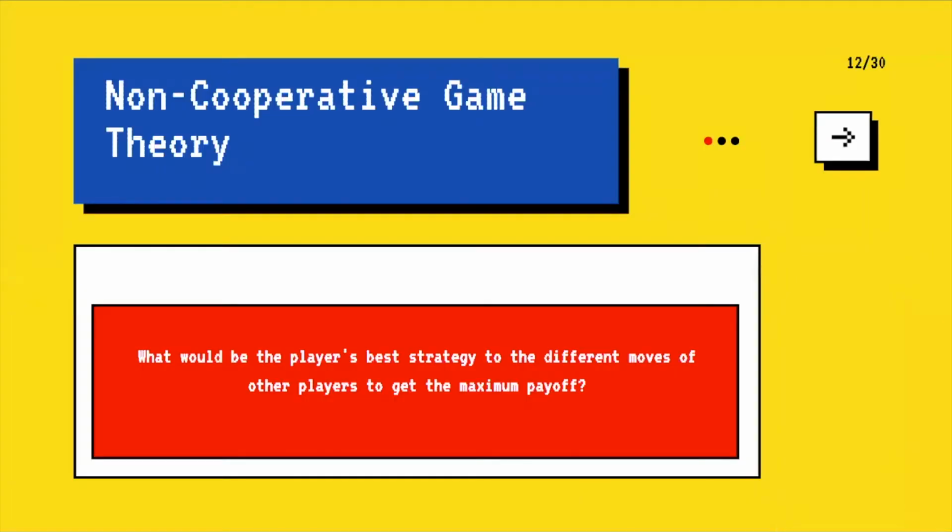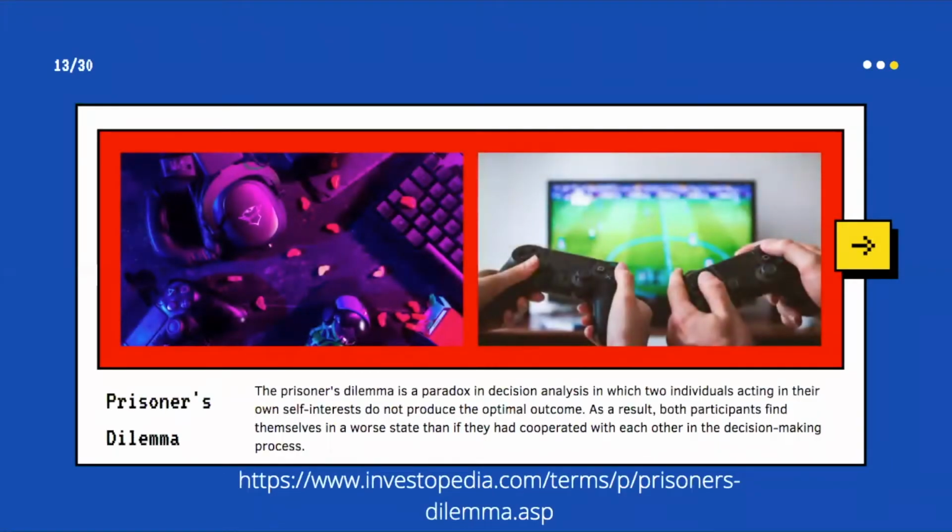Non-cooperative game theory, on the other hand, focuses more on the player's strategy and the different moves of the other players to get the maximum payoffs. As I was researching, the best example I have found is the prisoner's dilemma. So what is this prisoner's dilemma? It is a paradox in decision analysis in which two individuals acting in their own self-interests do not produce the optimal outcome. As a result, both participants find themselves in a worse state than if they had cooperated with each other in the decision-making process.